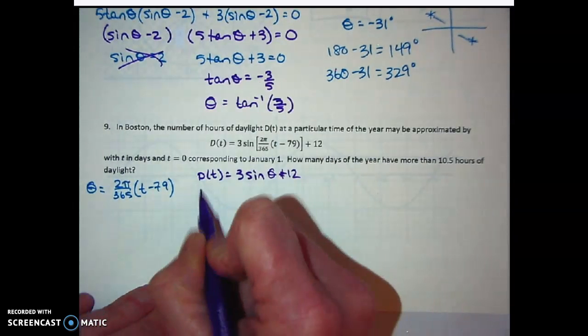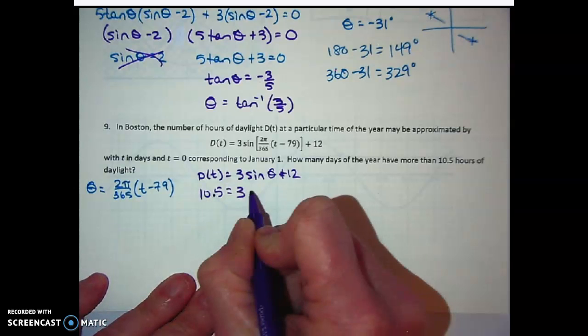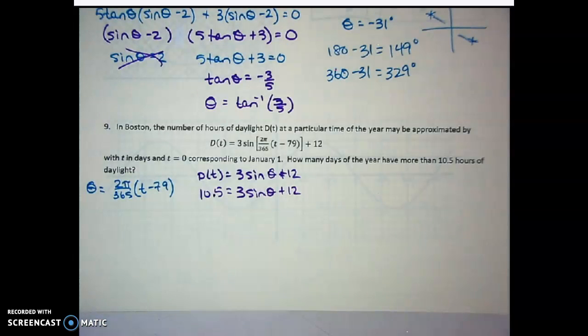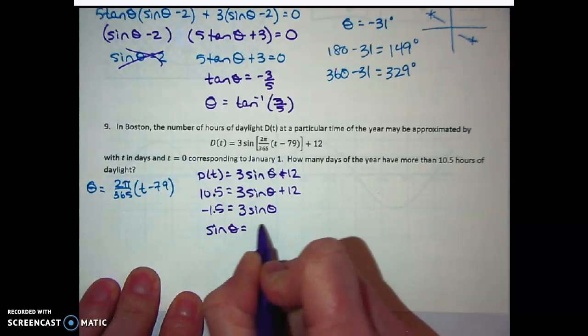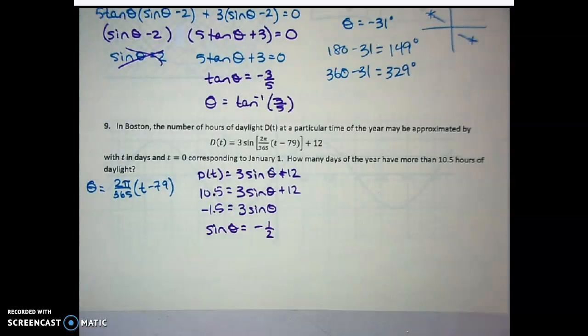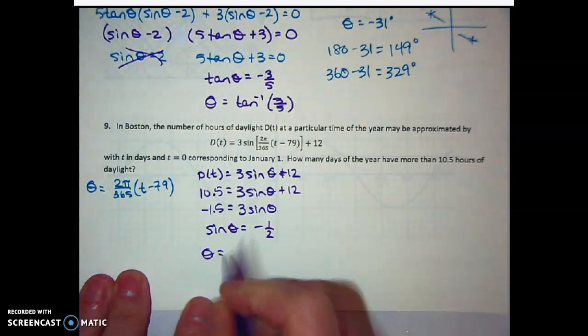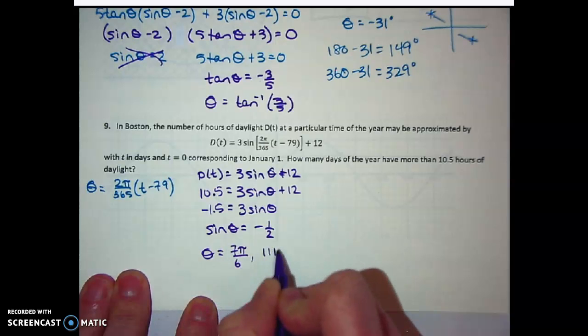Now we're going to let D of t equal 10.5 because we want to know when we have 10.5 hours of daylight. And now we're going to solve this for theta. So go ahead and pause the video and do that. Bringing the 12 over, we get negative 1.5 equals 3 sine of theta. So the sine of theta equals negative 1/2. And we've had this problem before. So we actually have that theta equals 7 pi over 6 and 11 pi over 6.